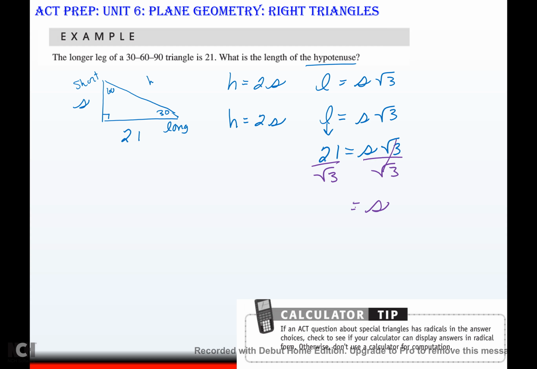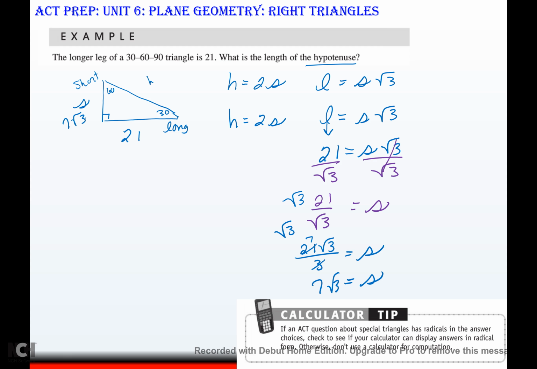And my shorter leg is 21 over the square root of 3, which I need to rationalize. So I'm going to multiply by square root of 3 over square root of 3. That gives me 21 square roots of 3 over 3 equals S. Simplify. 3 goes into 21 7 times, so my shorter leg is 7 square roots of 3.